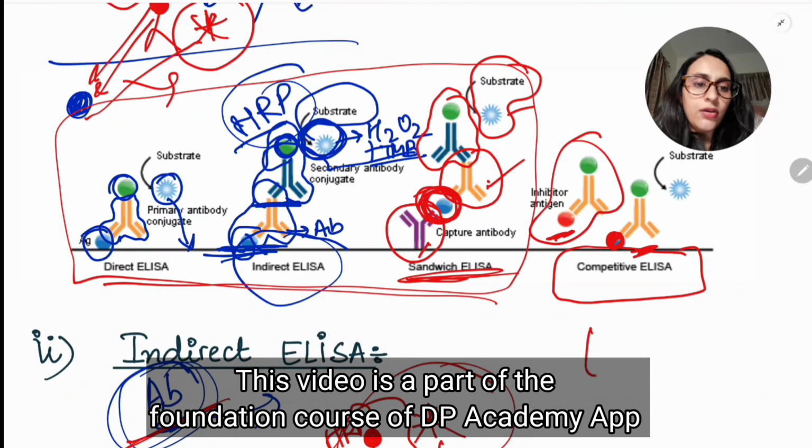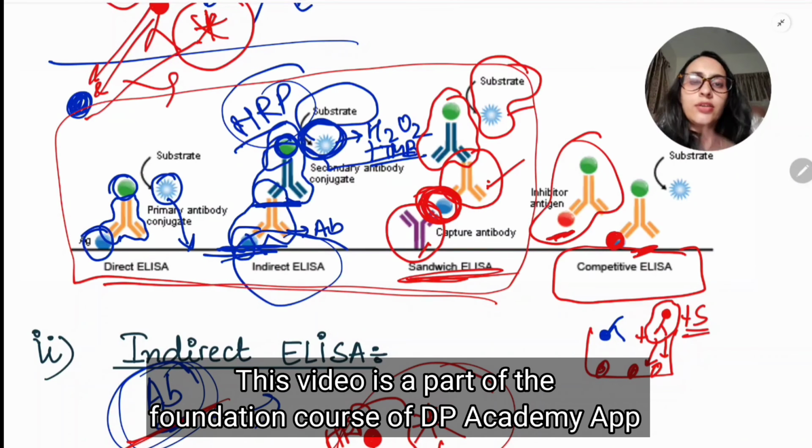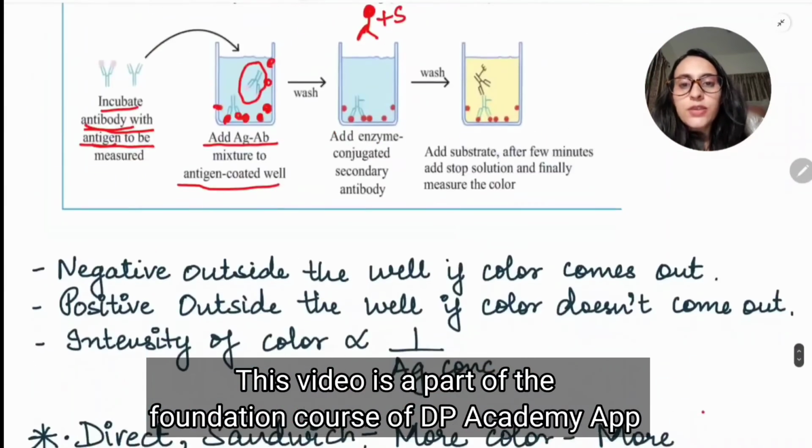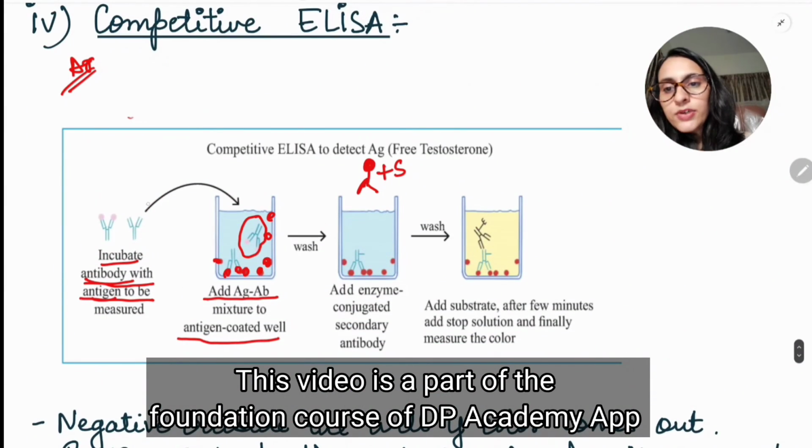You can see this is something taken from outside, the antigen antibody complex. Then antigen is coated on the well of this tray. On this, you add the antigen antibody complex that you have cross-reacted outside. And on top of that, you add the antibody that contains the enzyme HRP. Now this HRP is going to react with the antigen here, and then you add the substrate for the color change. So this is competitive ELISA.